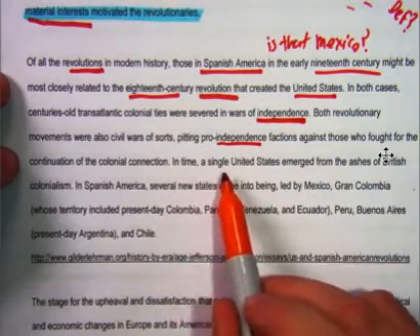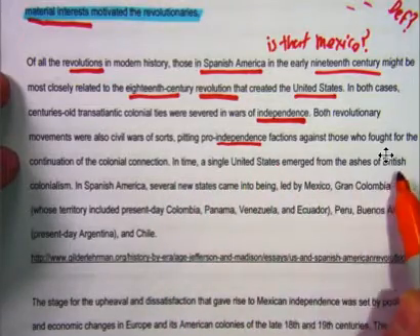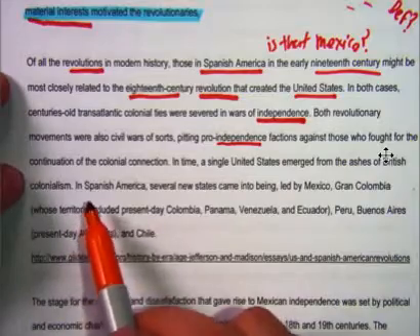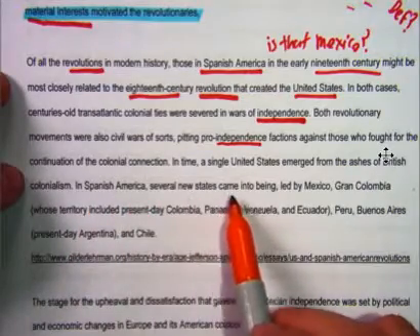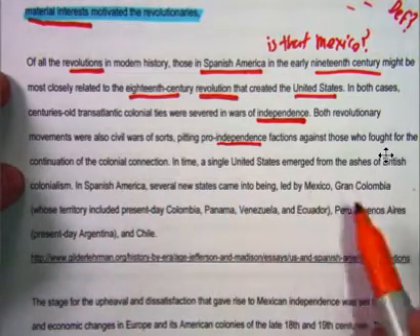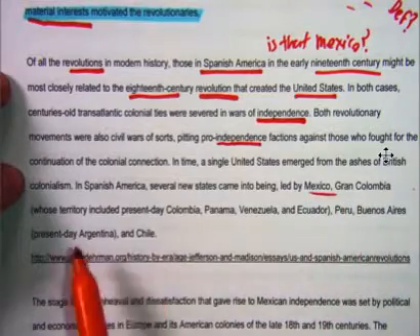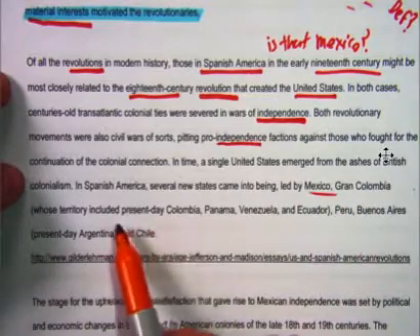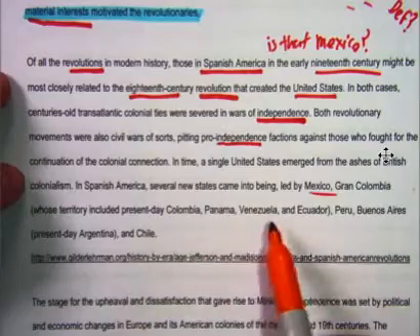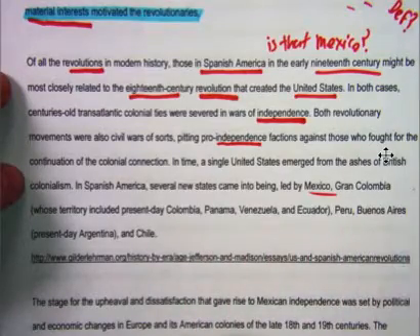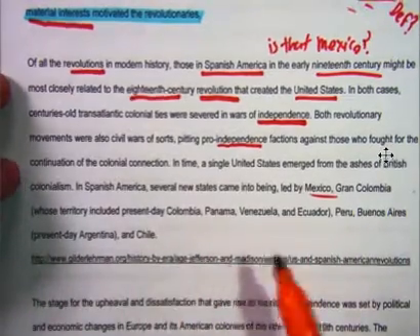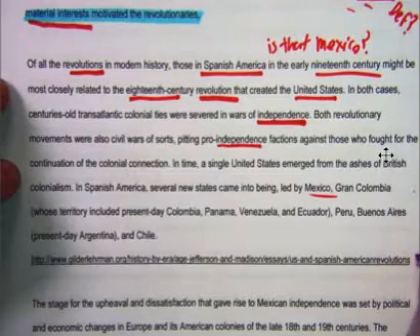In time, a single United States emerged from the ashes of British colonialism. In Spanish America, several new states came into being, led by Mexico, Gran Colombia, whose territory included present-day Colombia, Panama, Venezuela, and Ecuador, Peru, Buenos Aires, present-day Argentina, and Chile. There's a source there.